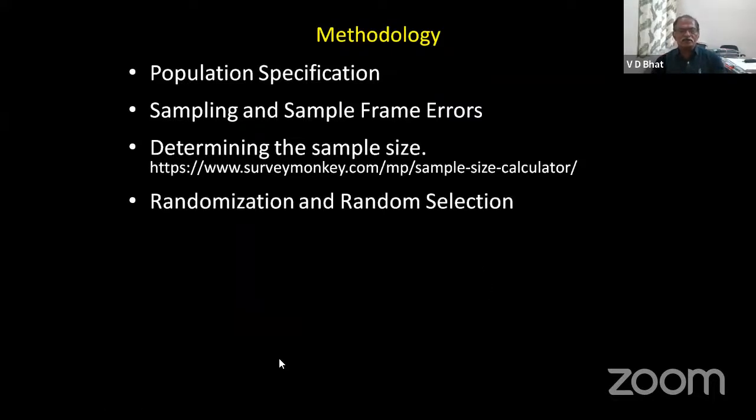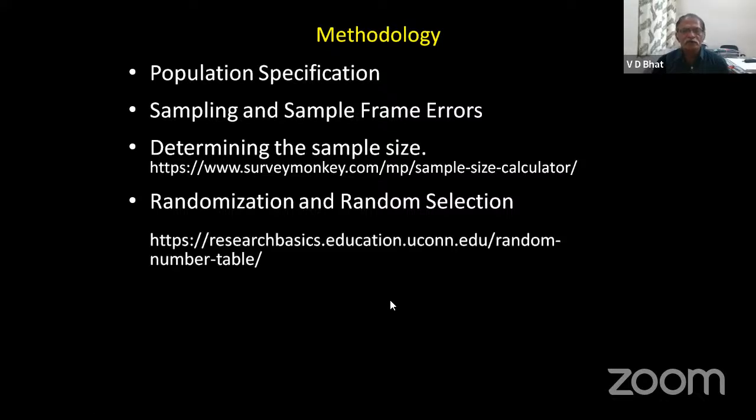Randomization and random selection. Many a time I have the sample list and the guide says, okay, you use the random number table and decide the sample. Now, I don't know how to use the random number table. In fact, there are sites which will give me the random number table also.